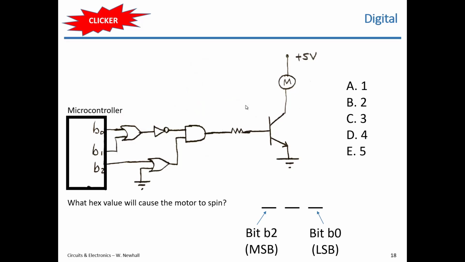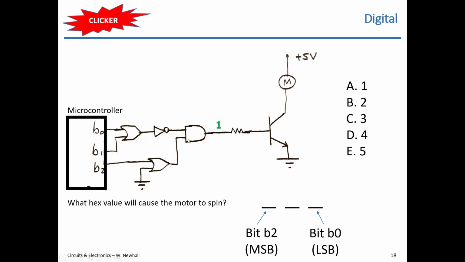All right, so let's take a look at this. To make this motor spin, I need to saturate this transistor. That means I need some positive voltage here to the left of the base resistor. Can't be 0. 0 volts at this point would cause the transistor to be in cutoff. The motor will not spin. No current would be going through it. So I need a 1 here.